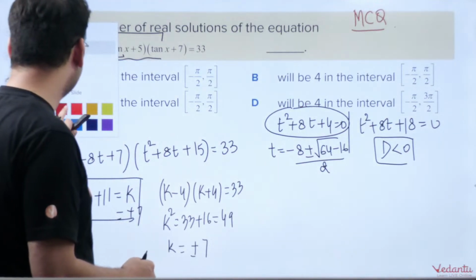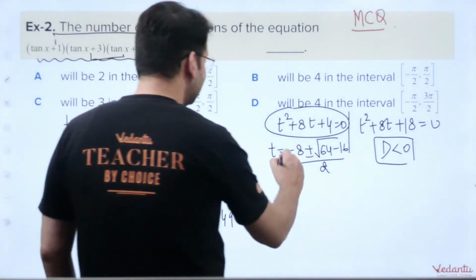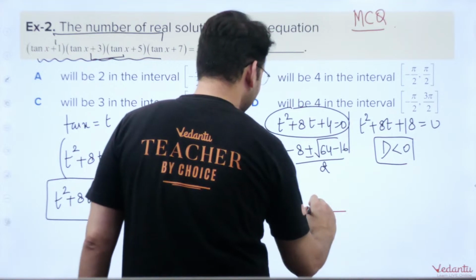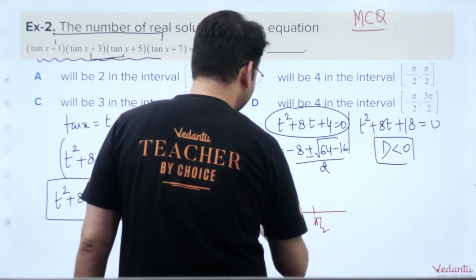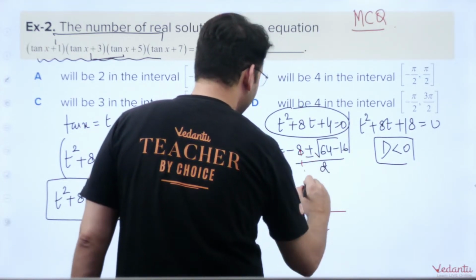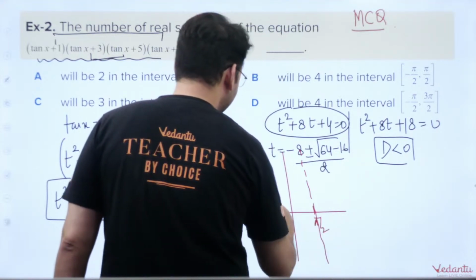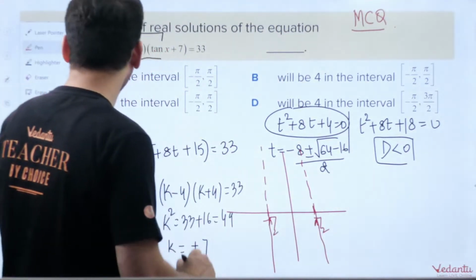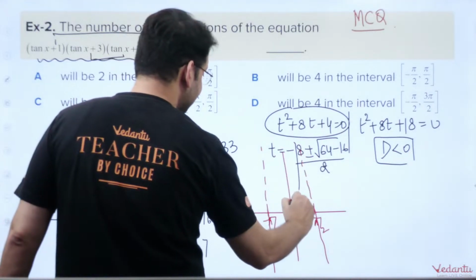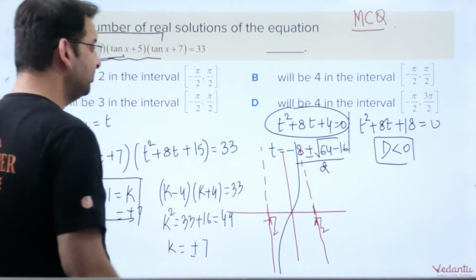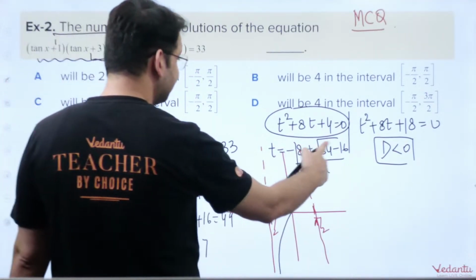If I draw the graph, that is where the graph is very important. If I draw the graph of tan x, this is pi by 2, this is minus pi by 2. So at pi by 2, there is a dotted vertical line, and the graph looks like this. This is the graph from minus pi by 2 to pi by 2. These are the two values.